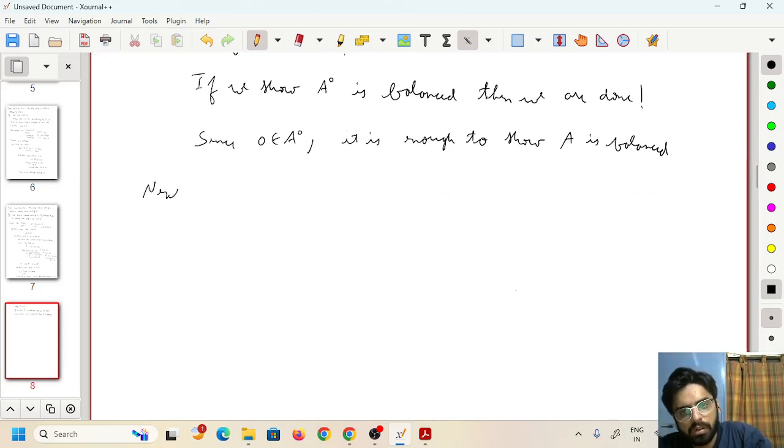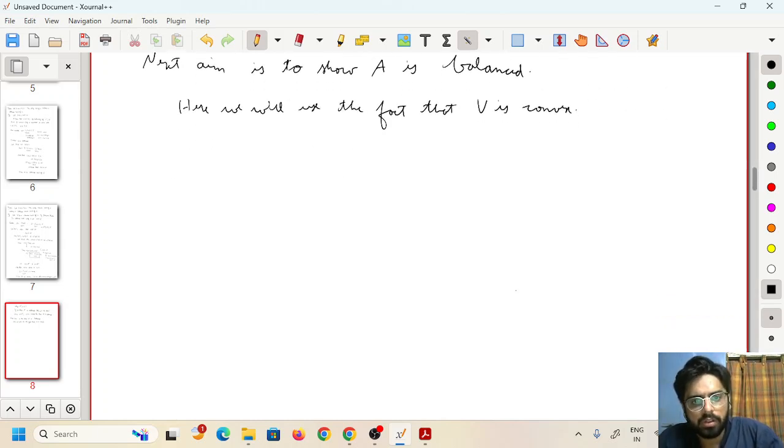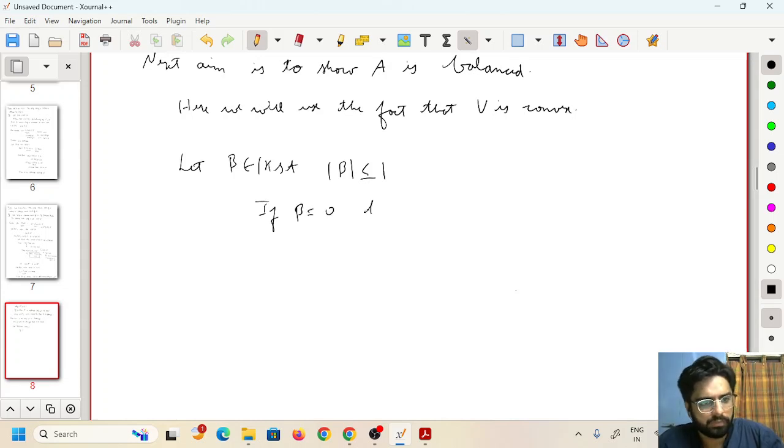So our next aim is to show A is balanced. Here we will be using the fact that V is convex. Okay. So how do we do that now? So let beta belong to K such that mod beta is less than or equal to 1. If beta equal to 0, then 0 times A is singleton 0, which is contained in A, right? There is nothing to prove then.